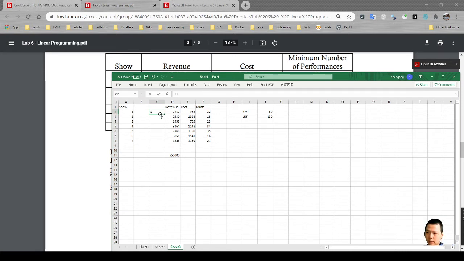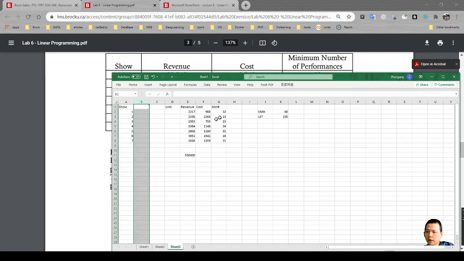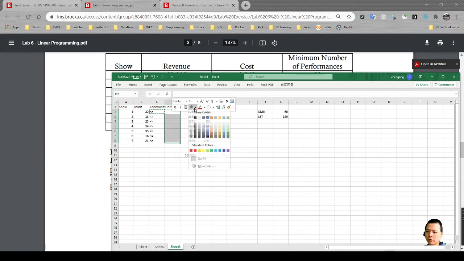this is unit. The constraint would be, actually we have it here, so just move it to this side. This is constraint. So minimum. Our decision variables would be those 7. For each show, how much to perform.